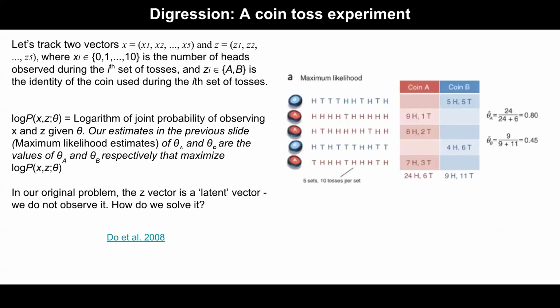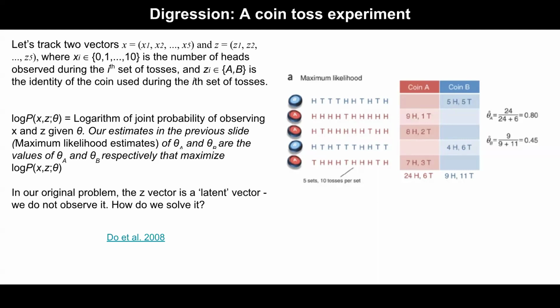Okay, so I'm asking you this question, right? So in this case, when you had access to the identity of those coins, you could toss both of them and you can figure out the right value of theta A and theta B. This is what this particular experiment is doing, and this estimate that you get is called the maximum likelihood estimate.